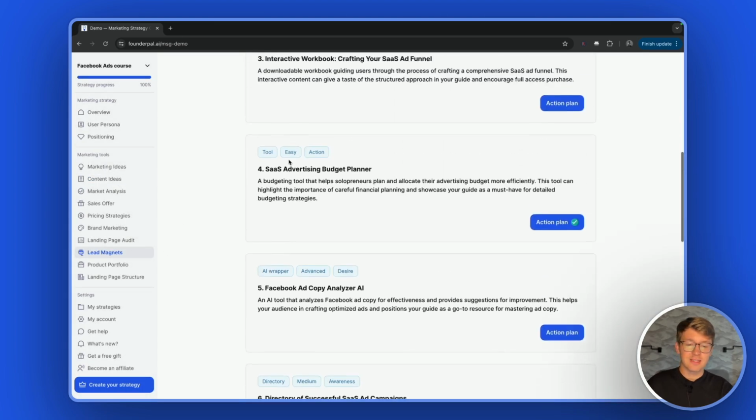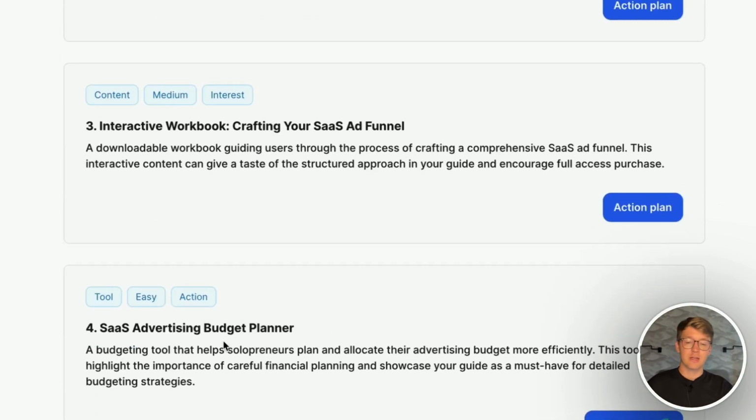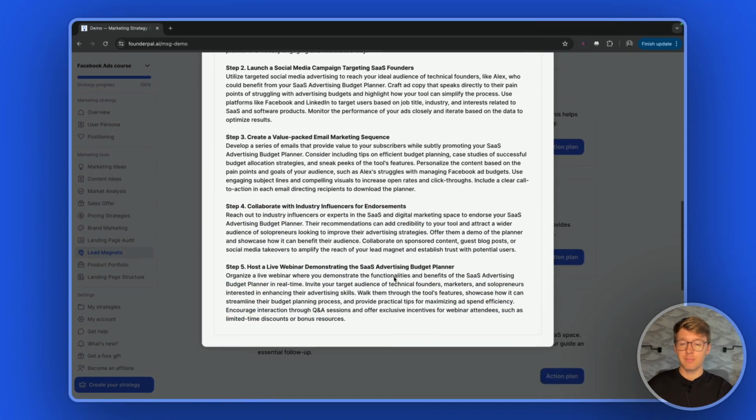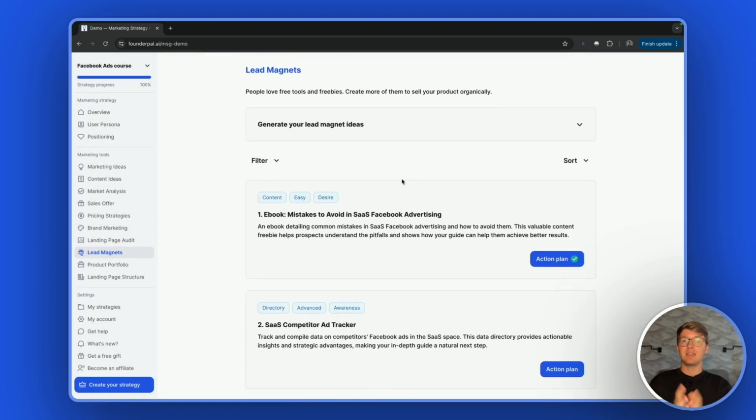And finally, if let's say we are into a little bit of technical things, we can create a tool, a SaaS advertising budget planner. Again, people will use this tool for free and we will promote our paid product. This is a very specific and nice idea to diversify your marketing efforts. And again, we have an action plan, what exactly we need to do, what steps we need to complete to make this tool as successful as possible. So these ideas will keep us busy during our marketing weeks. It will get us more traffic, more customers, and will be very useful for us.